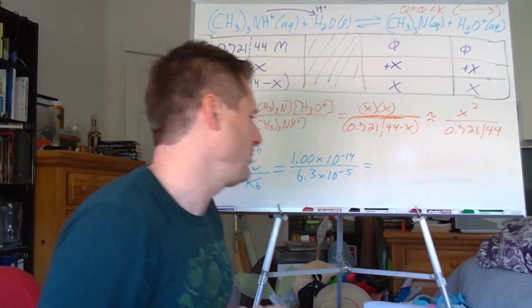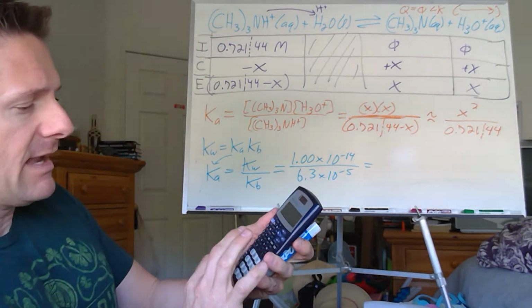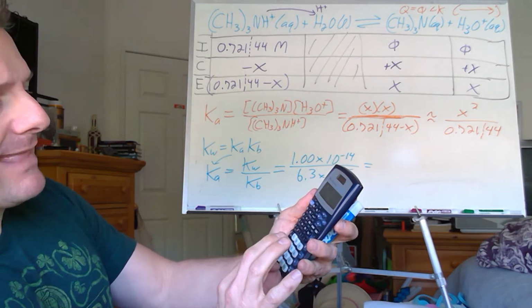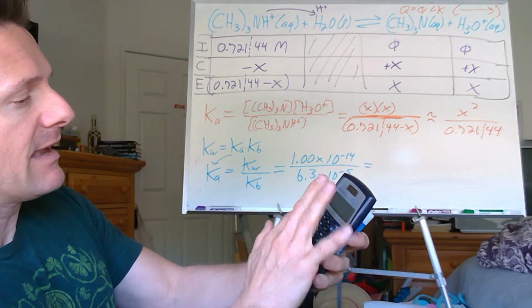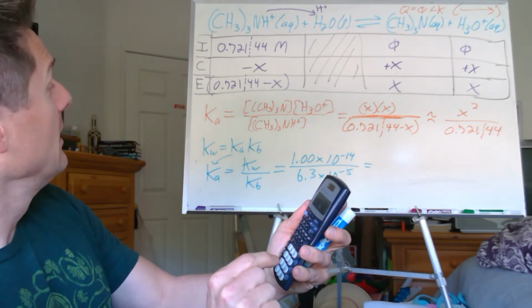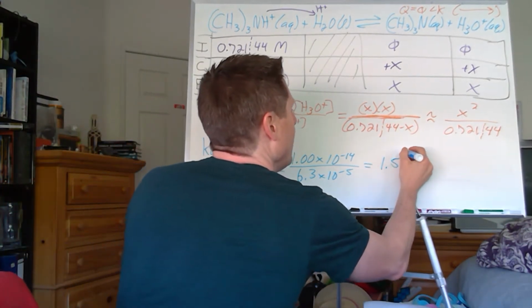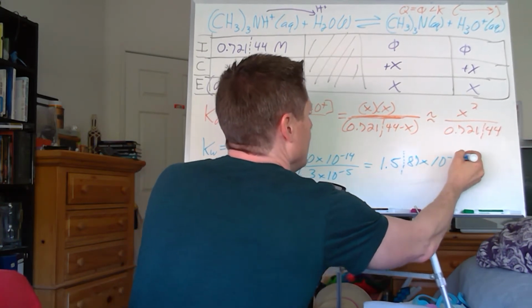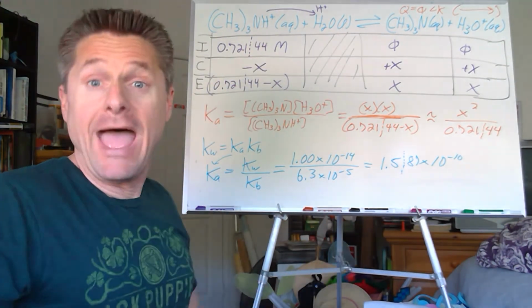Looks like that's going to be a very large number. You ready? So let's take 1.00, second function, EE, to the negative 14, divided by 6.3, second function, EE, negative 5. Looks like we're good to two significant digits. I get 1.587 times 10 to the minus 10. All right, so that is the Ka value for that, which was not on the table.